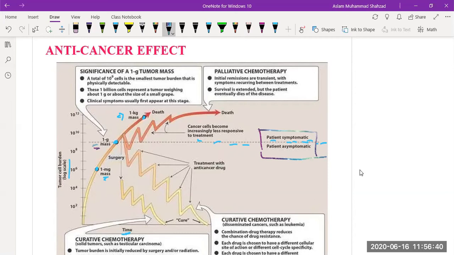And then you can see that from 1 gram to 1 kilogram, the movement of the tumor cells takes very little time. That is why patients die earlier, because the time between 1 gram of mass of tumor cells and 1 kilogram of mass of tumor cells is very short.